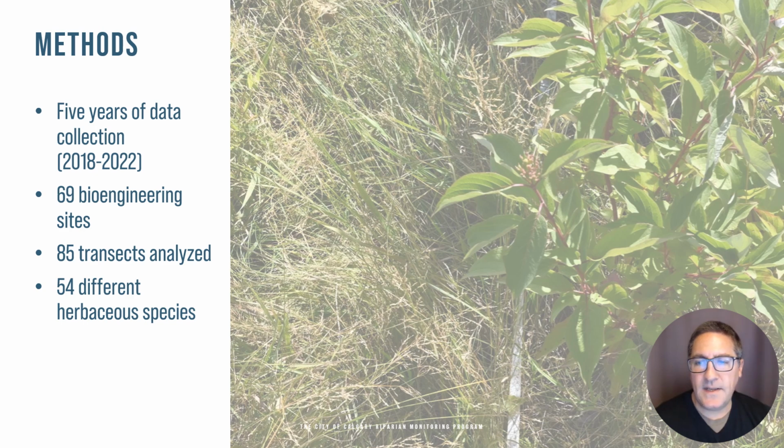In total, we had 85 transects and 255 quadrats to analyze. And in total, we had about 54 different herbaceous species that had been seeded on those 69 sites that we looked at.